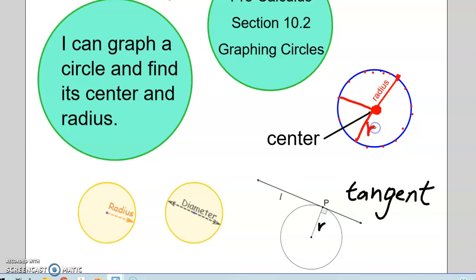But any one of these points could be a radius, right? And typically you use a letter R to represent the radius. So this could be R, this could be R. So any of these could be the radius of that circle there.